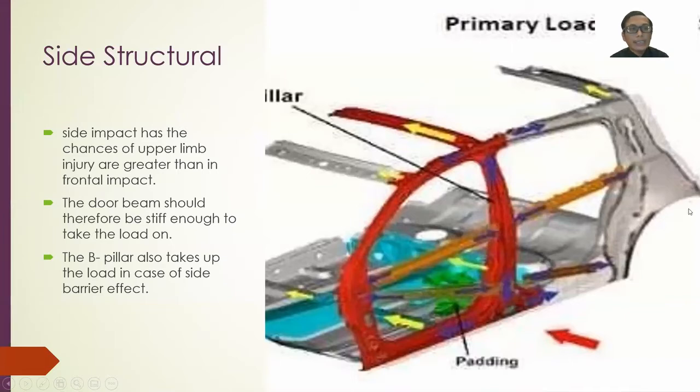Side structural. Side impact has a greater chance of upper limb injury than frontal impact. The door beam should therefore be stiff enough to take the load on. The B pillar also takes up the load in case of side barrier effect.